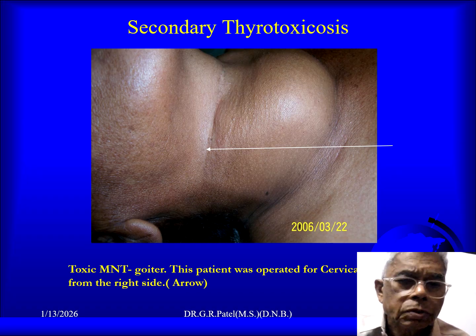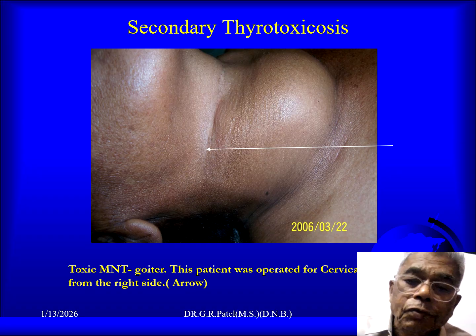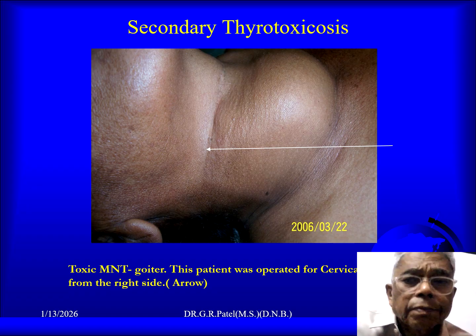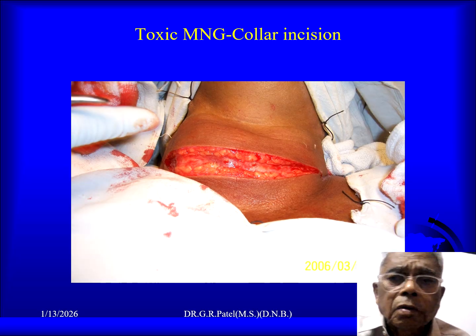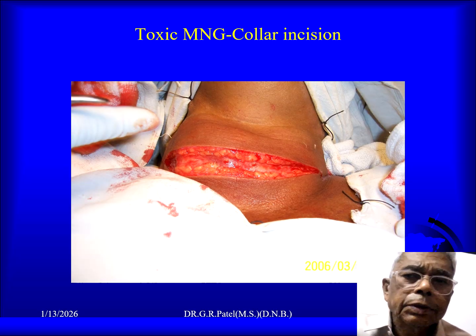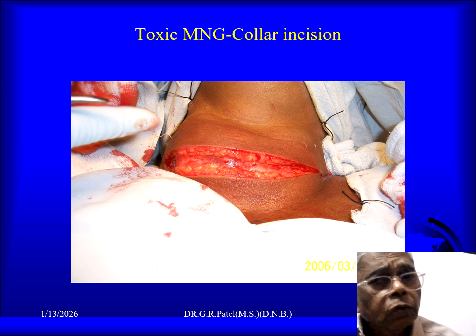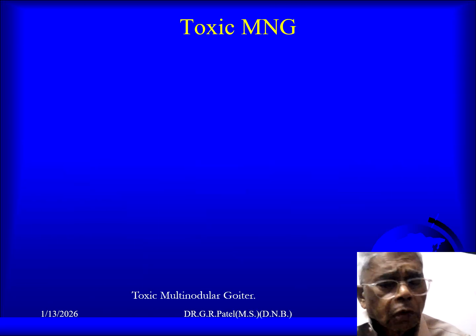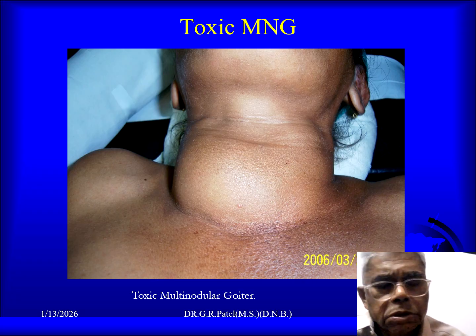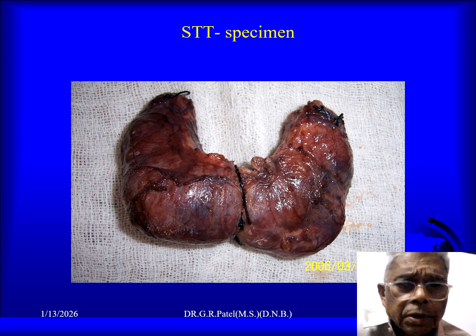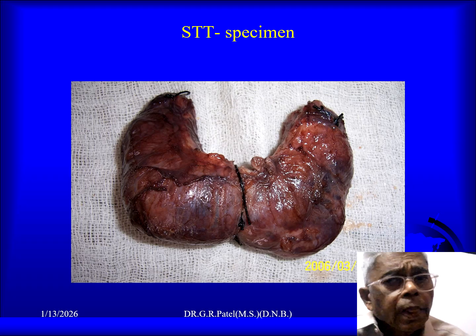Secondary thyrotoxicosis, toxic multinodular goiter. This patient was operated for cervical spines from the right side of the neck. Toxic multinodular goiter, collar incision for subtotal thyroidectomy or near total thyroidectomy. Toxic multinodular goiter in this lady has been operated on the collar incision. This is a specimen that was removed in subtotal thyroidectomy.